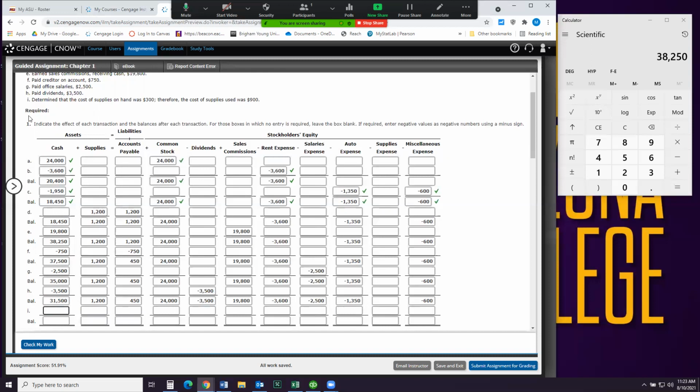And the last transaction determined the cost of supplies on hand was 300. Therefore, the cost of supplies used was 900. So supplies, we don't count them as an expense until we use them up. So we're going to say our supplies went down by 900 and our supplies expense was 900. We'll find our new balances.